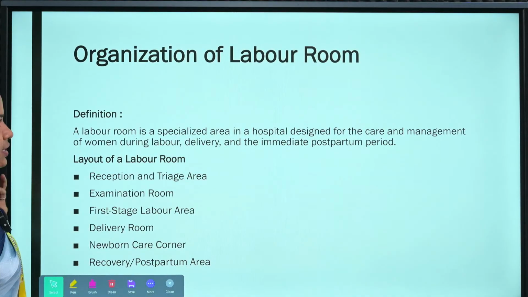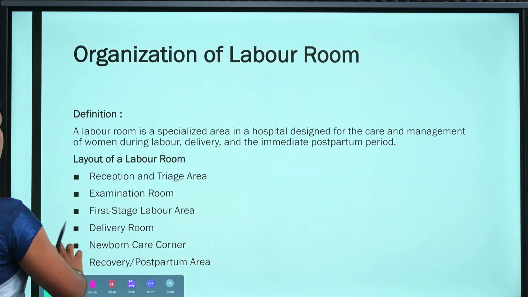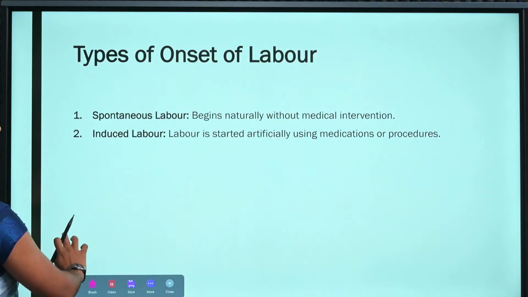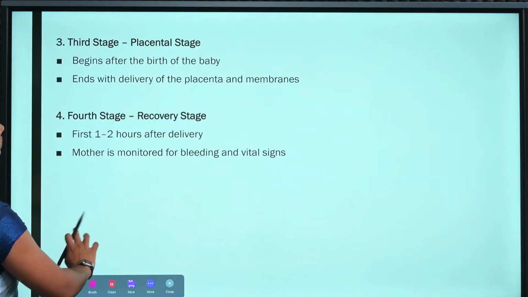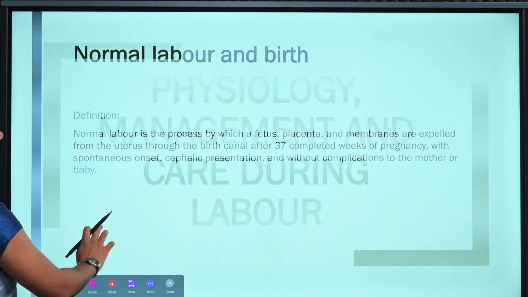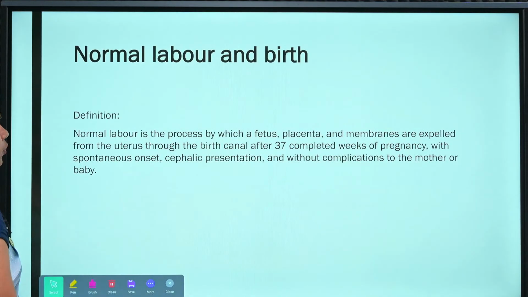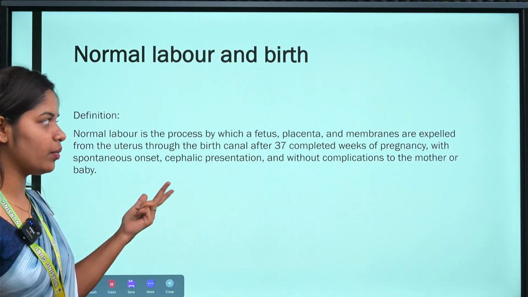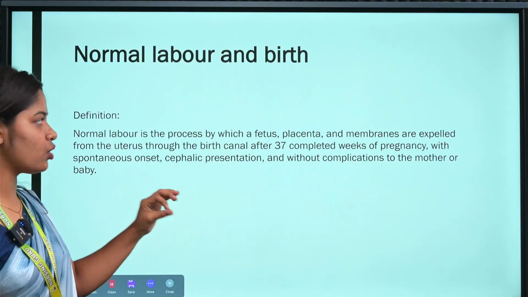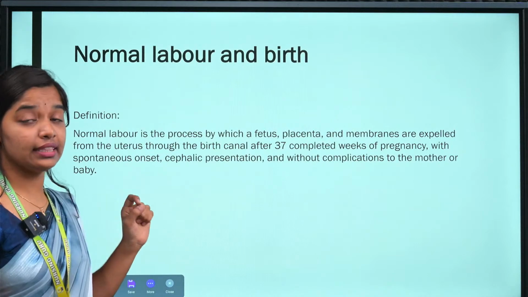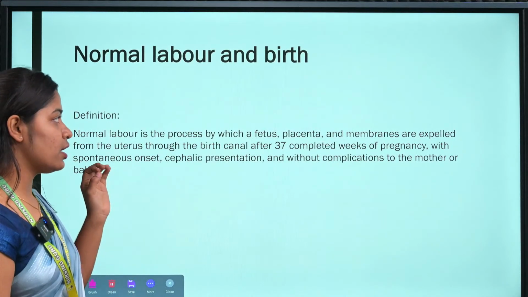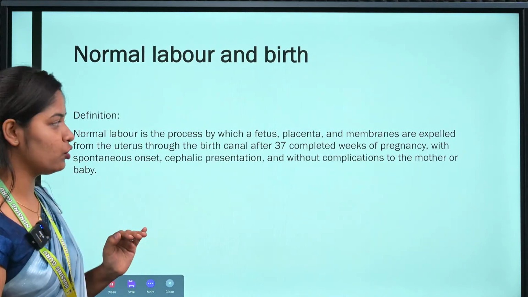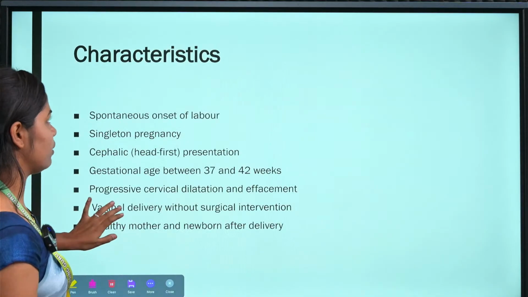Next, organization of the normal labor. Before that, what we have studied, the normal labor and stages of the normal labor are important. In normal labor, the fetus, placenta and the membranes are expelled from the uterus without any complication, and in the normal gestational week, between 37 to 42 weeks, that we call normal labor.